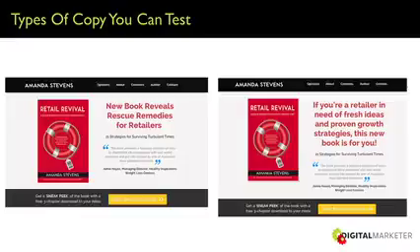Right, here's another example. This one is another headline test, okay? They tried, and these aren't short headlines to say the least, one that says "new book reveals rescue remedies for retailers," and then they go even more descriptive where they say, "if you're a retailer in need of fresh ideas and proven growth strategies, this new book is for you." So two different strategies here as well. They're trying inclusive and being very prescriptive, versus just saying "new book reveals rescue remedies." And I don't think it's a huge surprise.